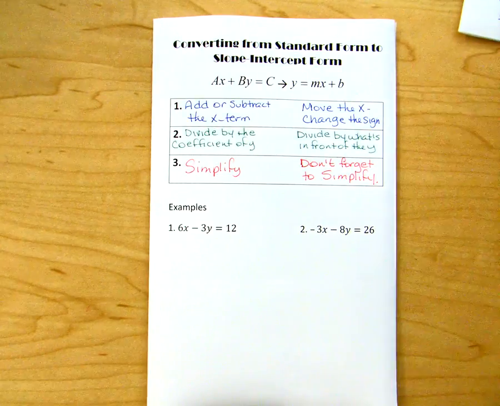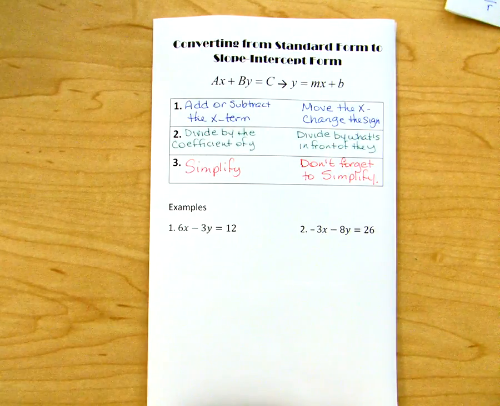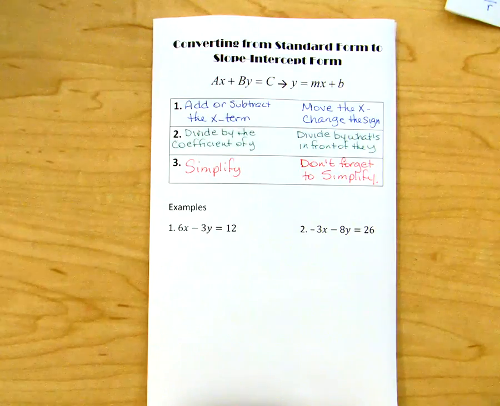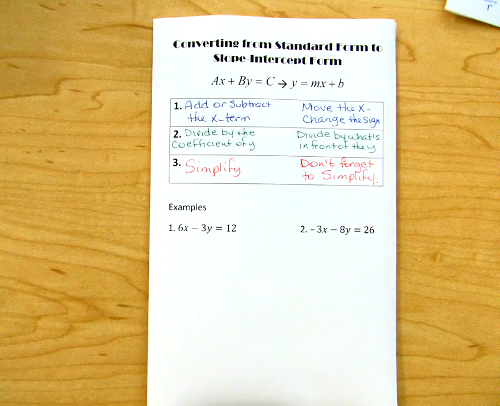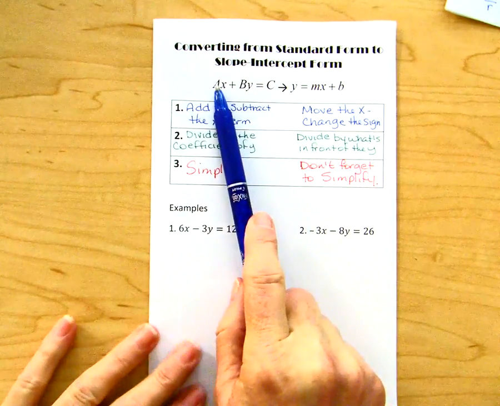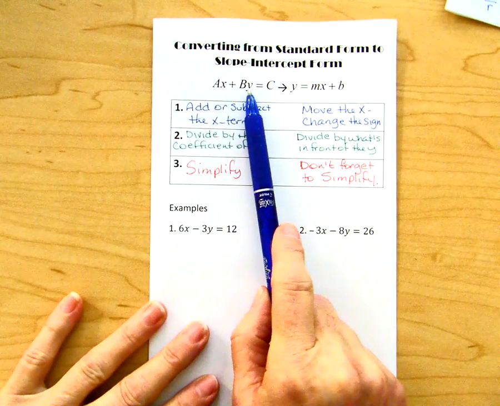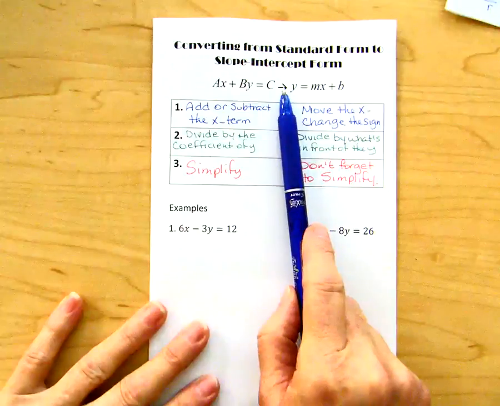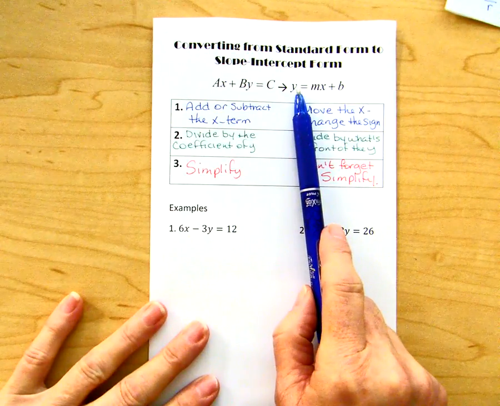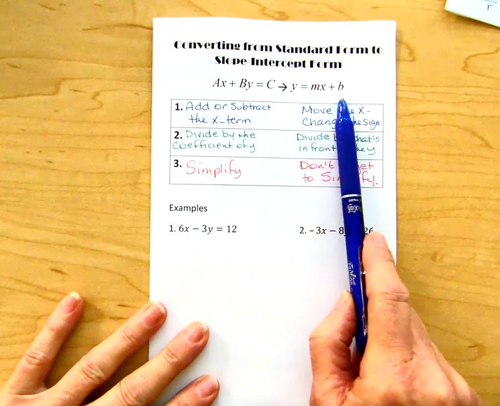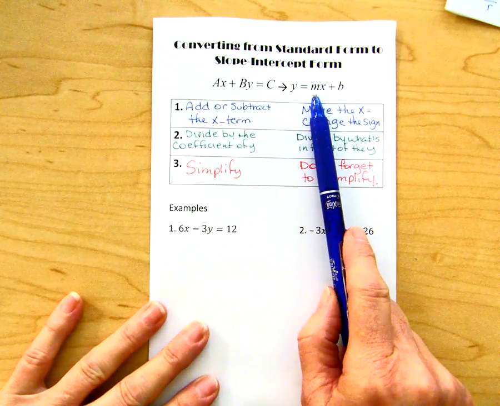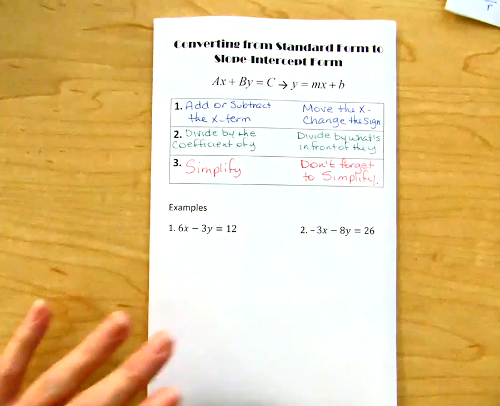Okay, in this video, we will be looking at converting from the standard form of a linear equation to the slope-intercept form of the linear equation. So here we have an example of the standard form: ax plus by equals c, and we're going to be converting it into the slope-intercept form, which is y equals mx plus b, where m is your slope and b is your y-intercept.